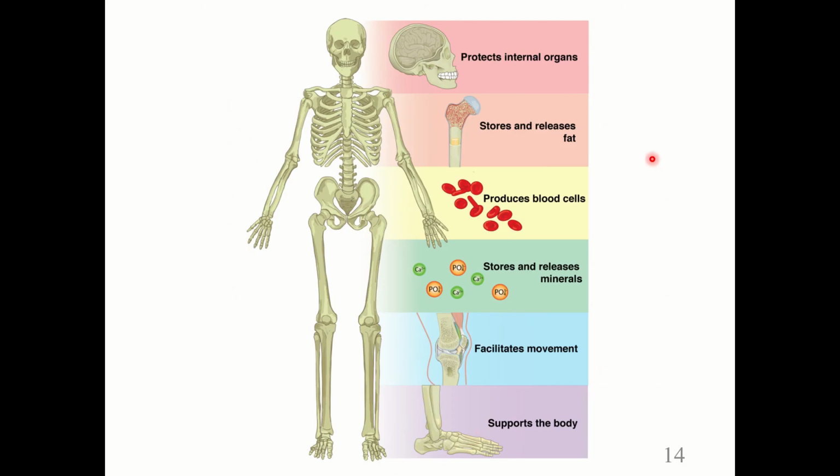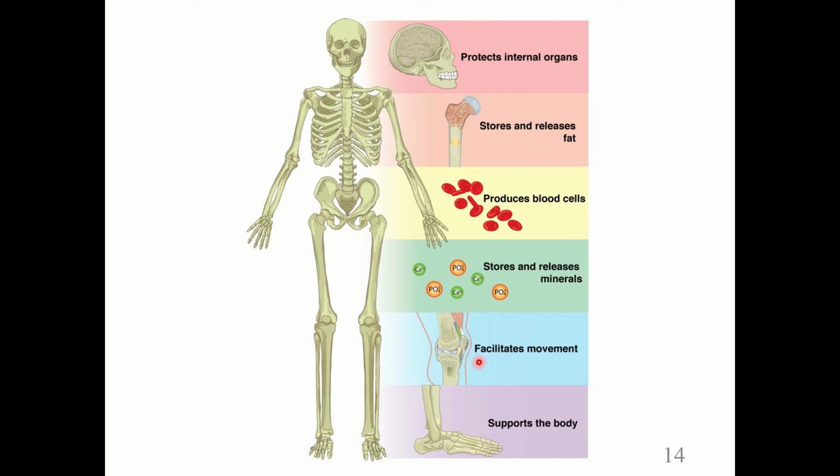Here are the functions of the skeletal bone summarized. We see the protection of internal organs, the brain wrapped in the cranial vault, storage and release of fat in terms of yellow bone marrow, producing blood cells. That is the job of red bone marrow and is called hemopoiesis.